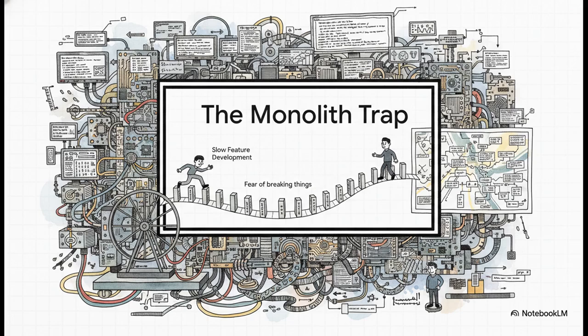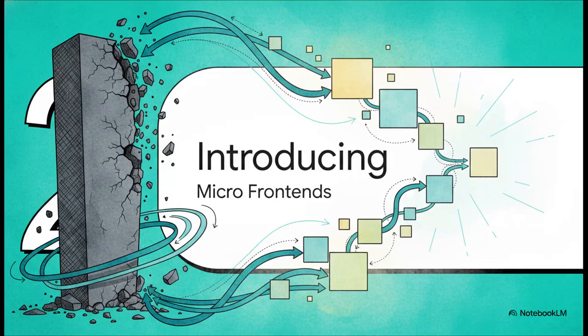And this right here, this is the trap. Feature development just grinds to a halt. Why? Because everyone's terrified of touching one thing and accidentally breaking something totally unrelated on the other side of the app. And trying to bring a new developer up to speed? Oh, that's a nightmare, because you're basically handing them this giant tangled ball of code and saying, good luck. It's this cycle where the more people you throw at the problem, the slower everything gets. It's super frustrating. So, how in the world do you escape this trap?